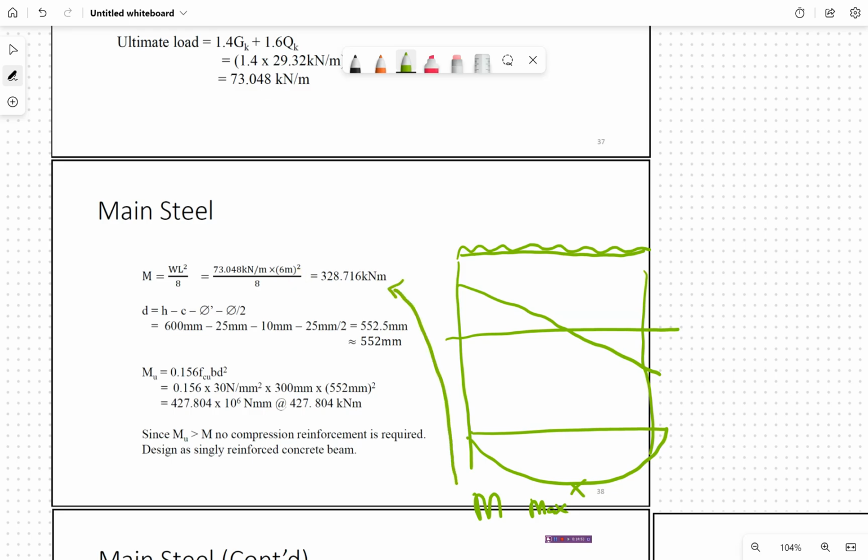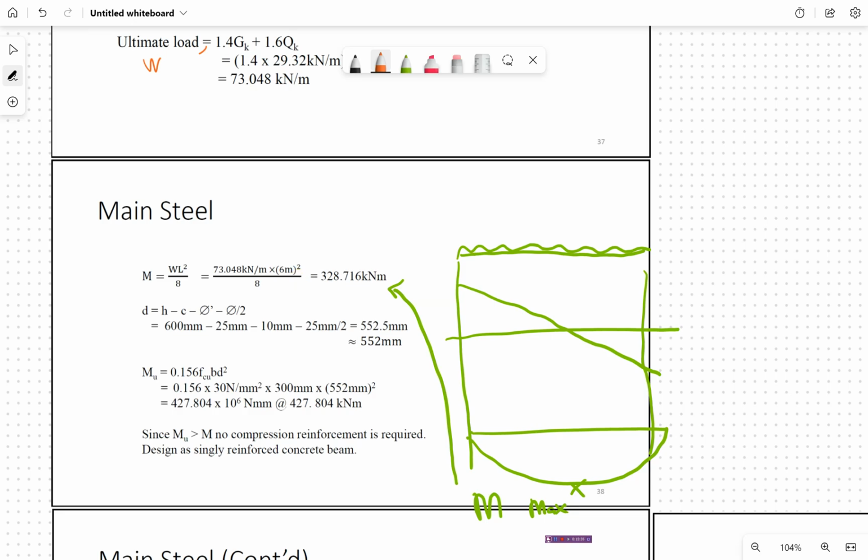Tak perlu kita nak draw the shear force and bending moment diagram, we can just take this formula. But make sure that it is UDL and it is along the length of the beam. Tak ada terputus-putus. Right. W is the ultimate load itself, which means this one. Ya, ini adalah W. Masukkan saja and then darab dengan the length, which is 6 meter given in the question, the span. Bagi dengan 8. Okay, so you dapat 328.716. Ini adalah maximum bending moment.